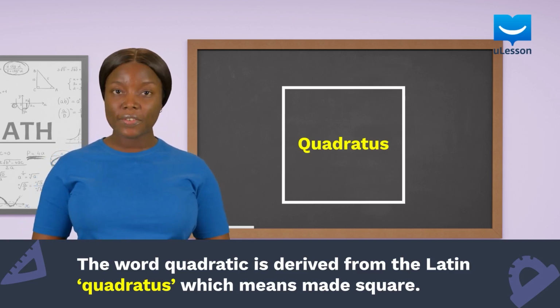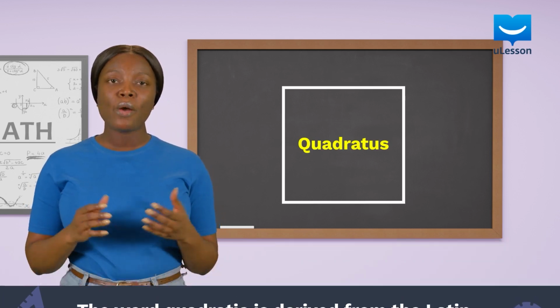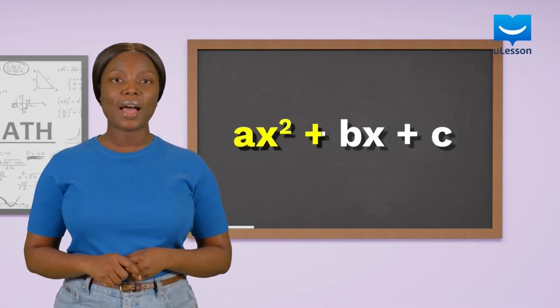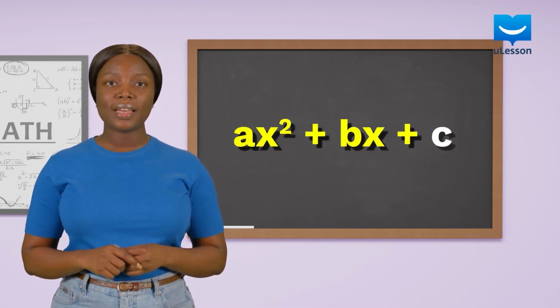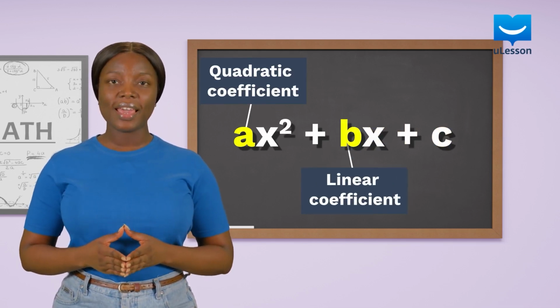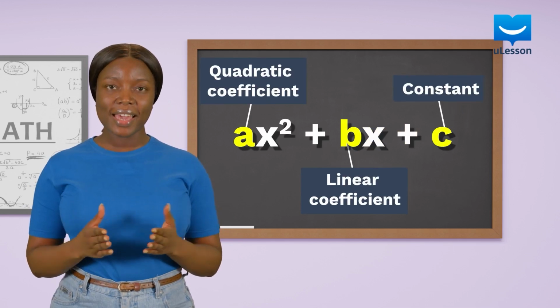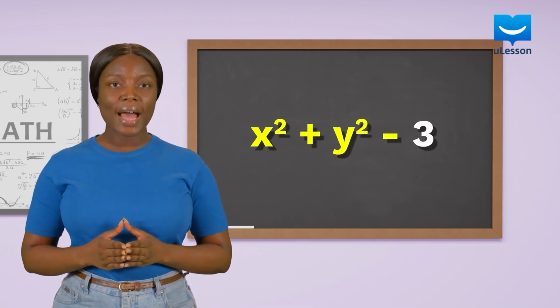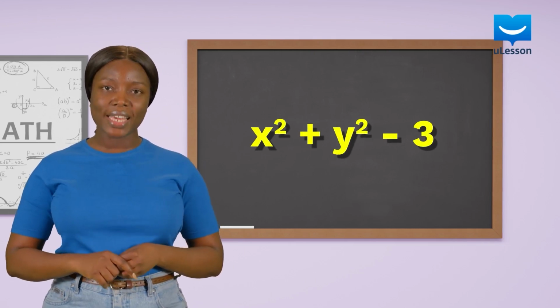Now let's see how to identify quadratic expressions. Quadratic expressions usually take the form ax squared plus bx plus c, where a is the quadratic coefficient and b is the linear coefficient. c is a constant. Quadratic expressions can contain two or more variables that are raised to the power of 2, but the highest power must be 2. For example, x squared plus y squared minus 3 is a quadratic expression.